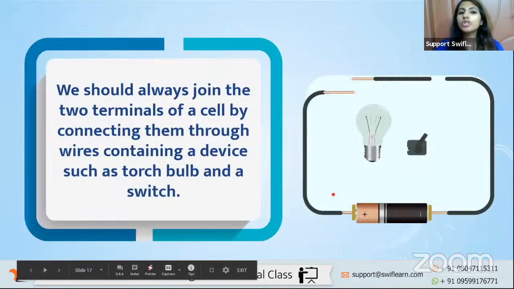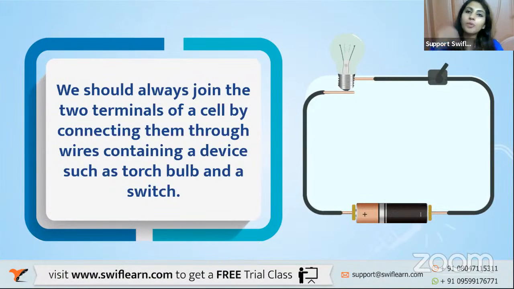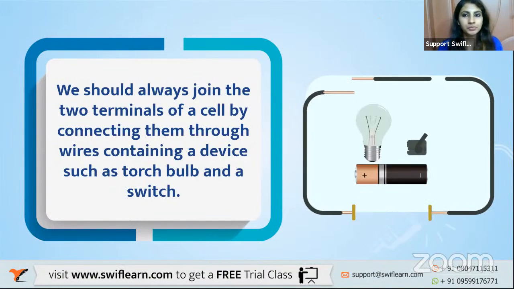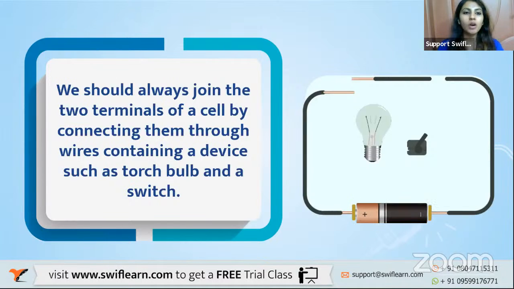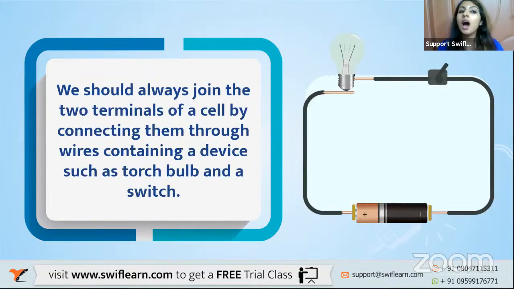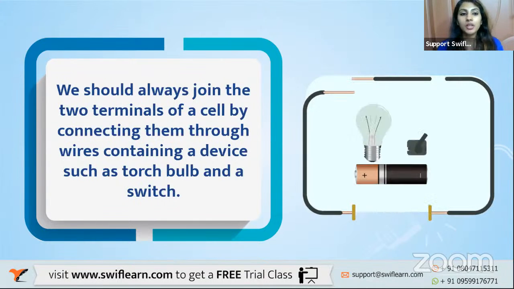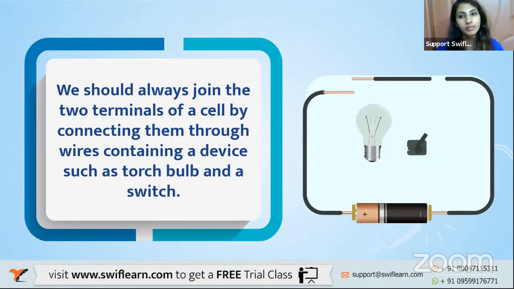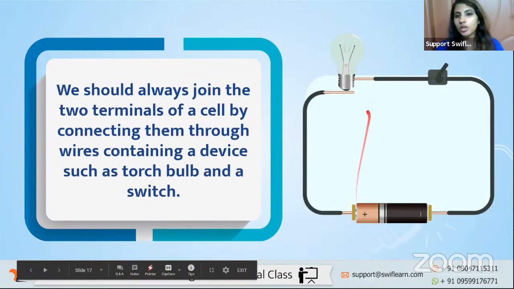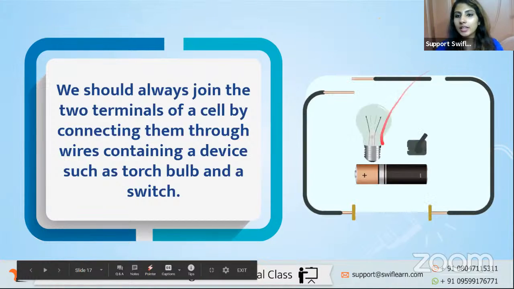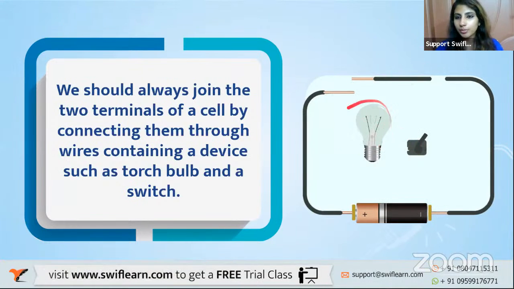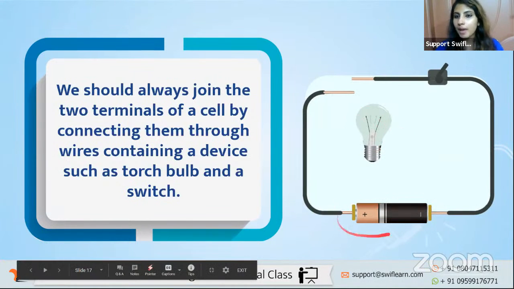Now, how should we connect this battery, or how should we get a proper circuit? That we will get into now. We should always join the two terminals. How? By connecting them through wires containing devices such as a torch bulb and a switch. Now I'll just show you here. This here is the switch, this here is the bulb, and this here is the battery.